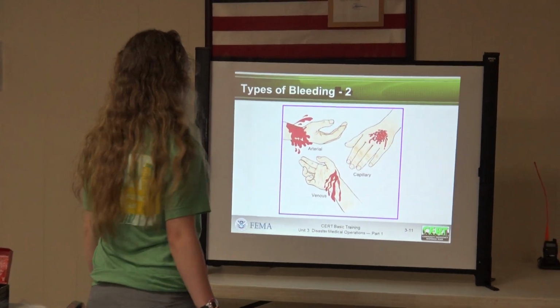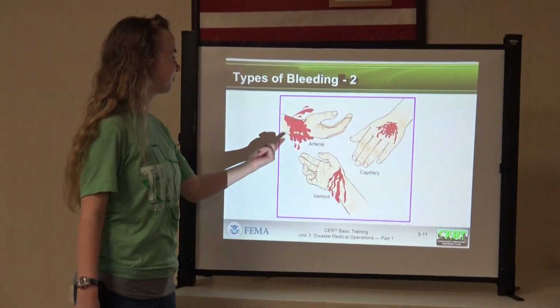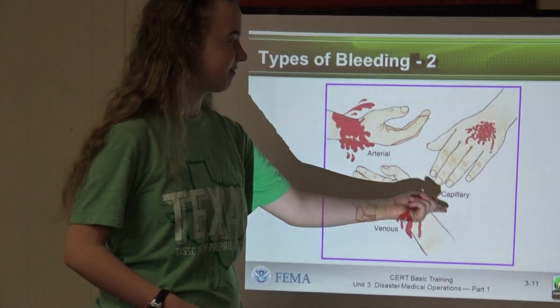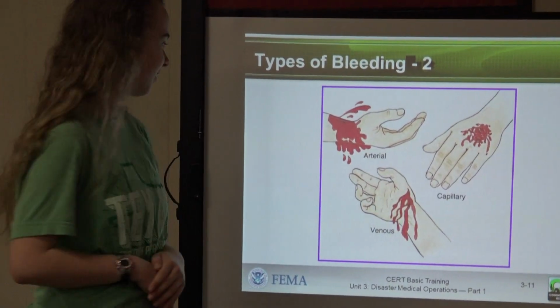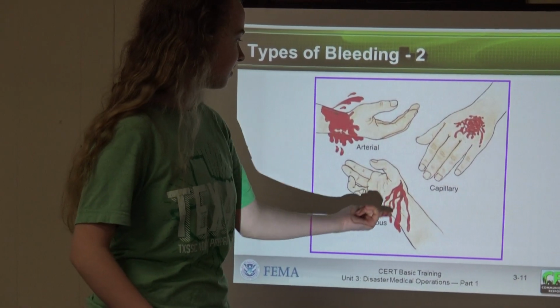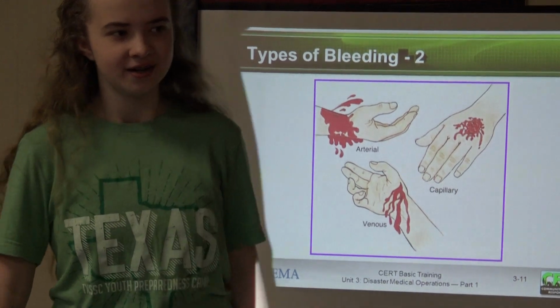And then here are the pictures. Arterial bleeding, it squirts. You can tell there's a lot of blood. Capillary, it's just oozing. No one really dies from that. And venous, it's kind of like a paper cut. It doesn't bleed out that much.